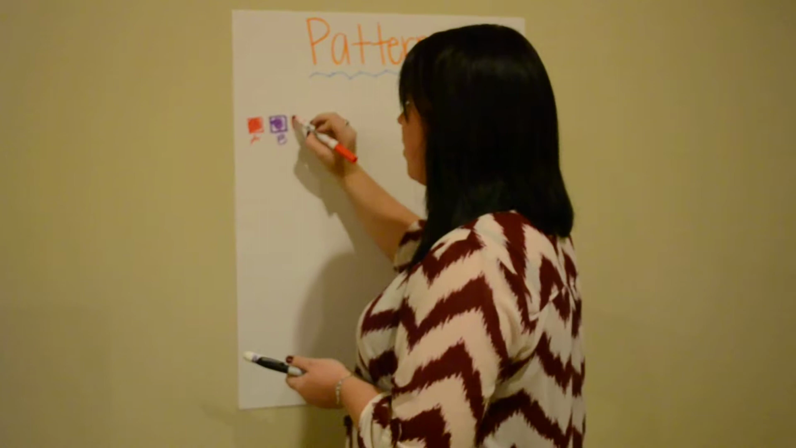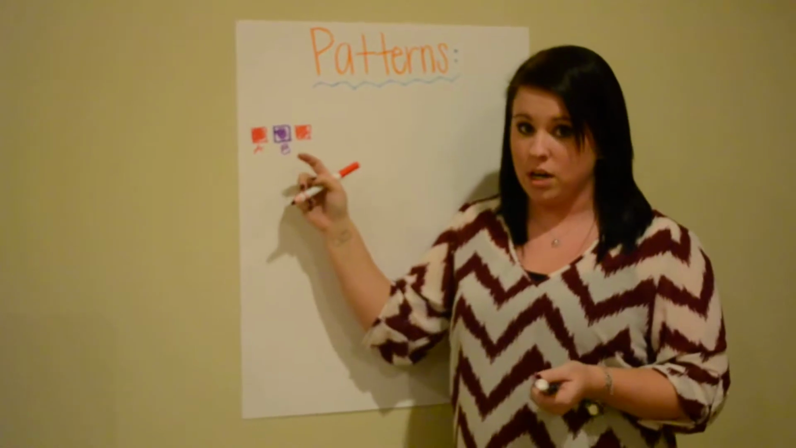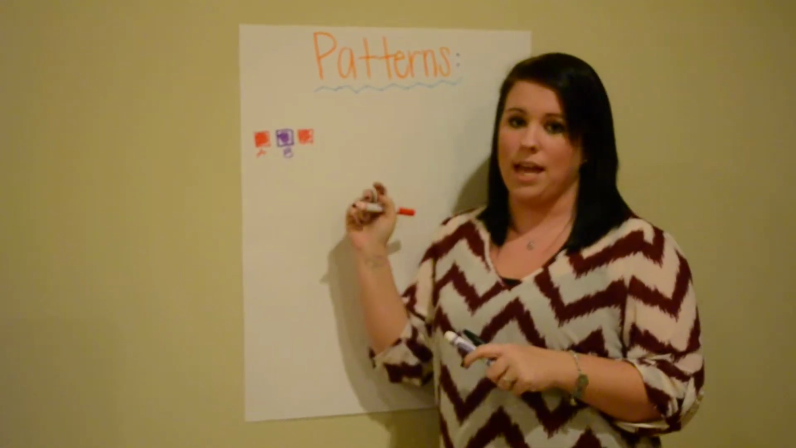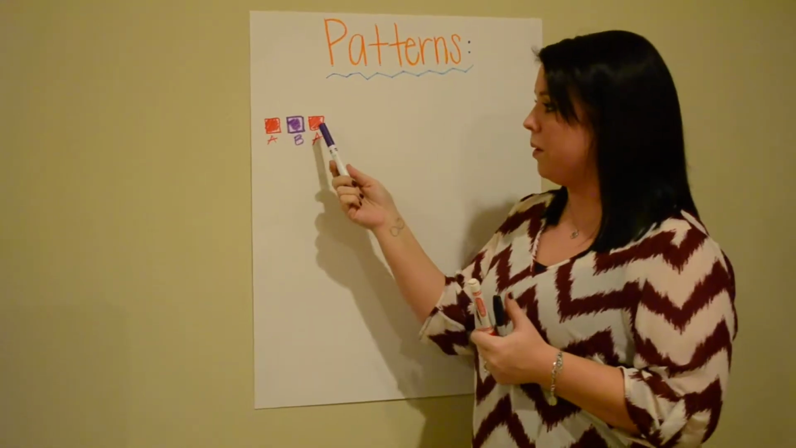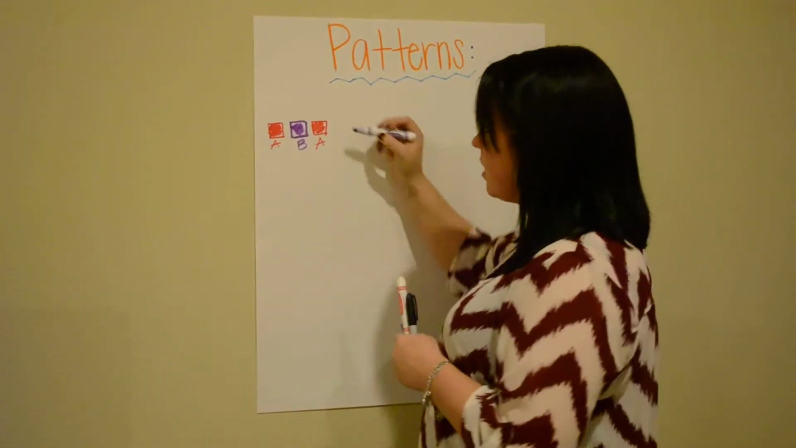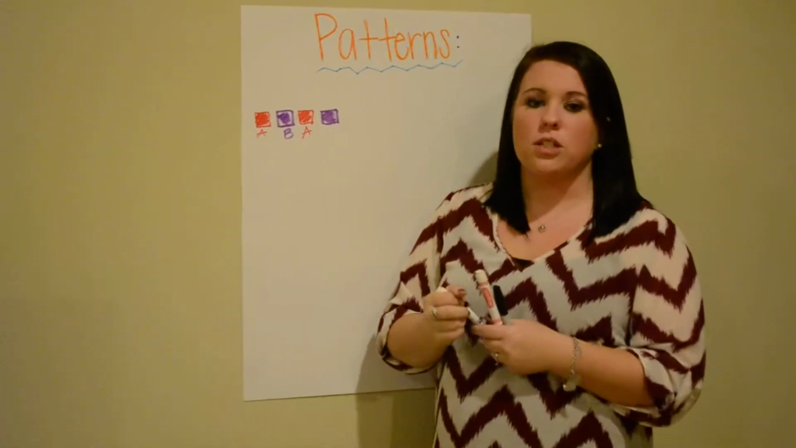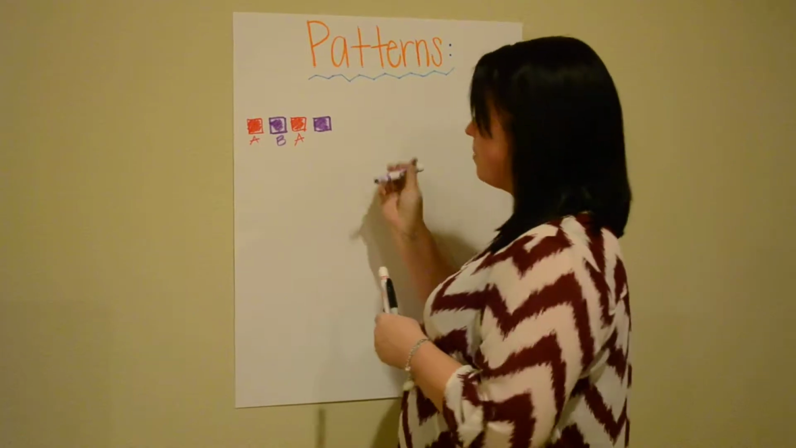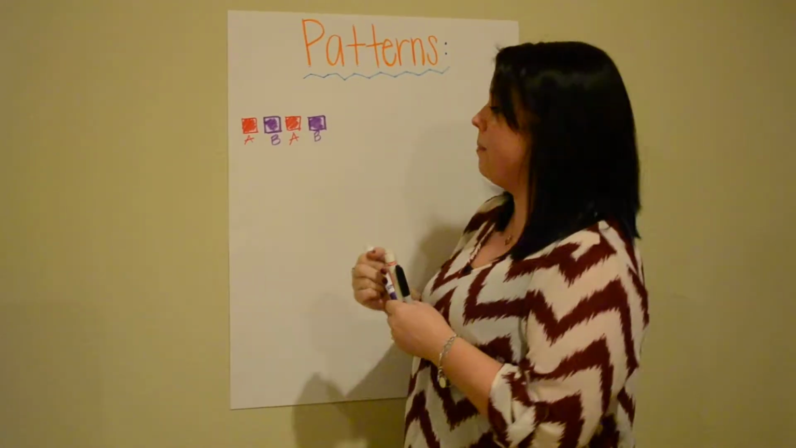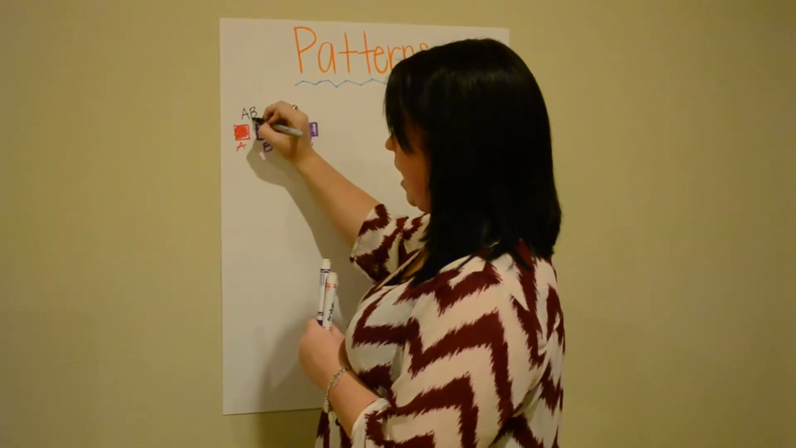So I'm going to start back with a red. And since the red was labeled A before, I'm going to label it A again. Then to complete my pattern, red, purple would be next. So I'm going to make a purple square. And it doesn't have to be squares, it could be circles, it could be a line, it could be anything, but today I'm using squares. And then I'm going to label that one B.